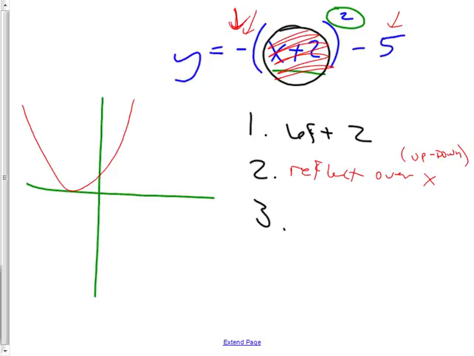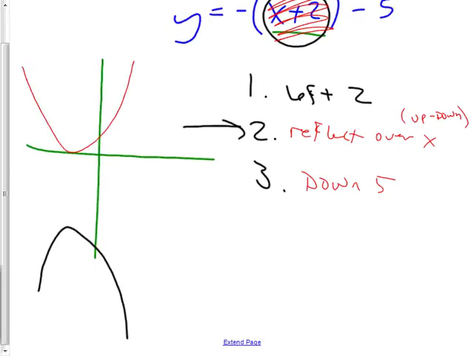All right, and then the last thing we do is that 5. And that 5 is what? Up or down 5? Down. Okay, so far all I've done is move it 2 to the left. Now I've got to reflect it over the x-axis. So that would make it go like this. There, it's upside down now. And what's the last thing? Down 5. There we go.